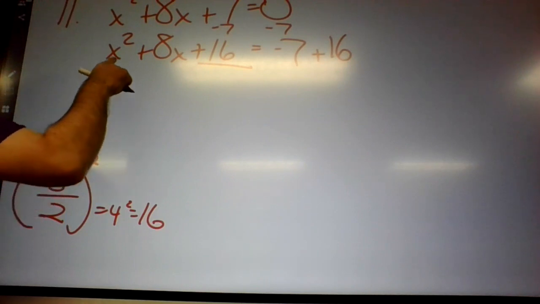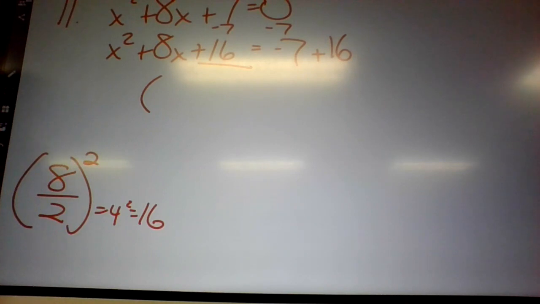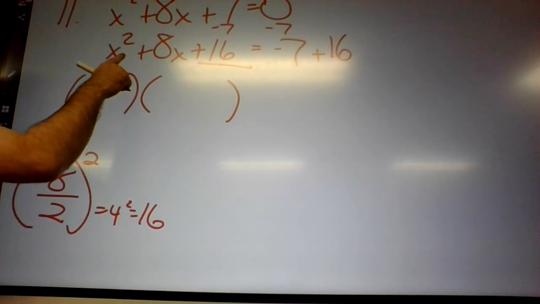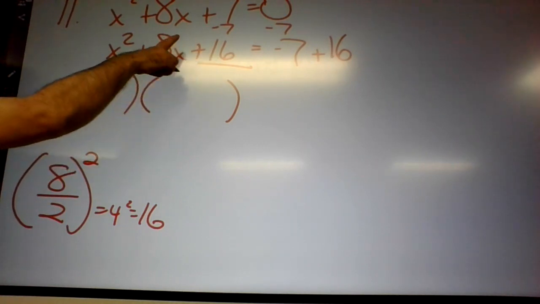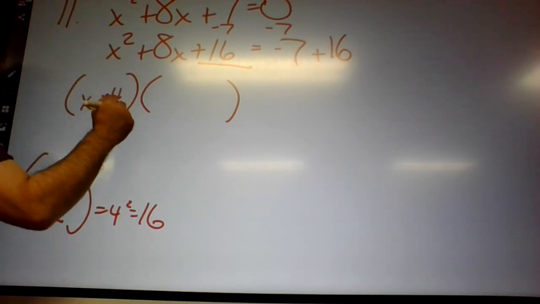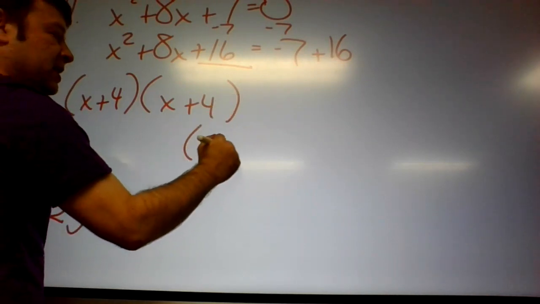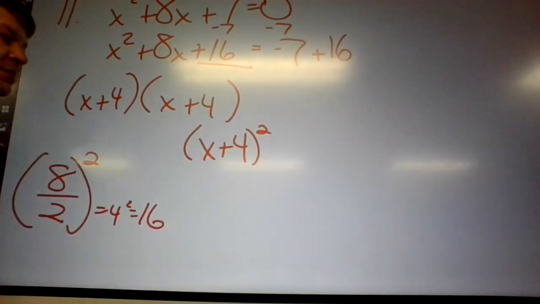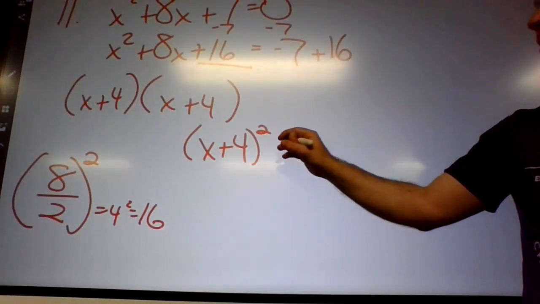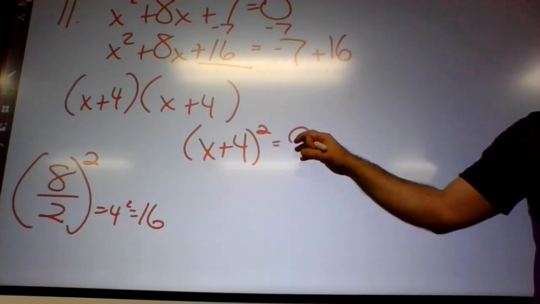Alright. Why did we do that? Because this left side now is going to factor perfectly. It's a perfect square. What multiplies into 16 that adds up to 8? 4 and 4. So it's x plus 4 times x plus 4, or it's x plus 4 squared. A perfect square. That's why it's called completing the square. Negative 7 plus 16 on the right side is 9.